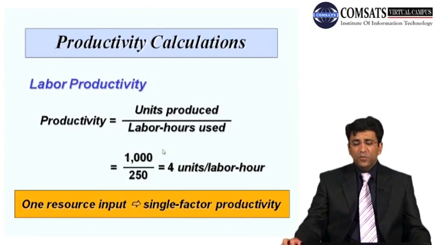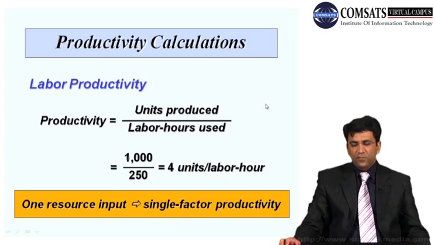Now students, let's suppose 1000 units are being produced in some organization, and these units are being produced by consuming 250 labor hours. If we put these two values in the formula, output over input, in this particular case 1000 is our output and 250 hours, that is the labor hours, is our input. So our productivity will be equal to 1000 over 250, that will be 4 units per labor hour. So this is our productivity, and this is the way we can measure the productivity.